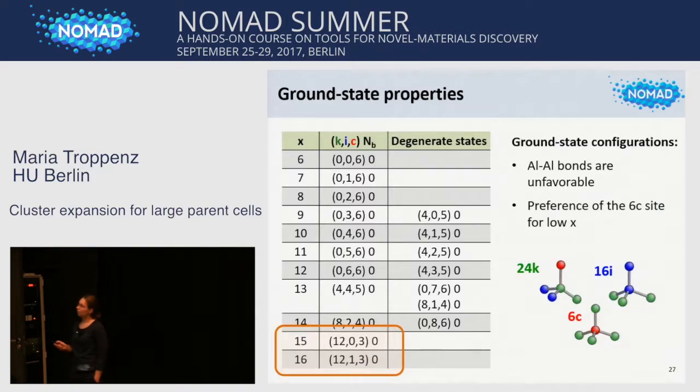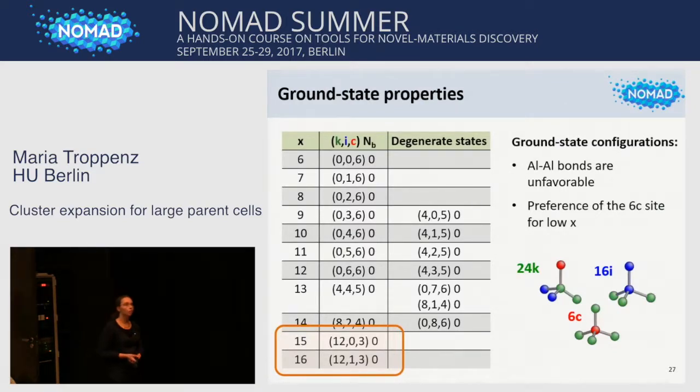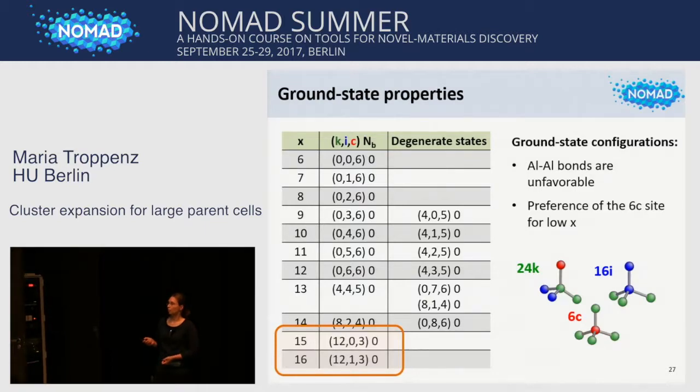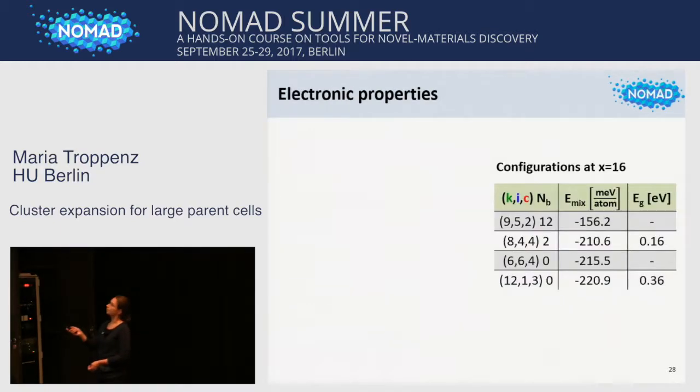If we increase our aluminum content and reach the charge compensated structure, we have a really well defined ground state, which has half occupation of the 24K site and half occupation of the 6C site, and the remaining atom goes into the 16I site. And again, no aluminum bonds. So let me stick to the charge compensated structure.